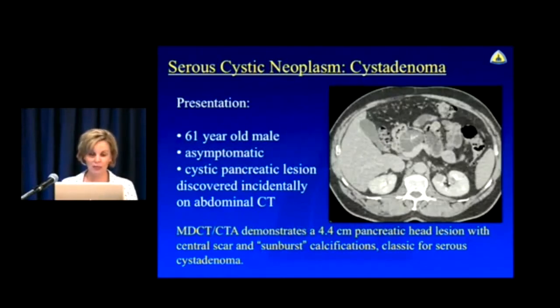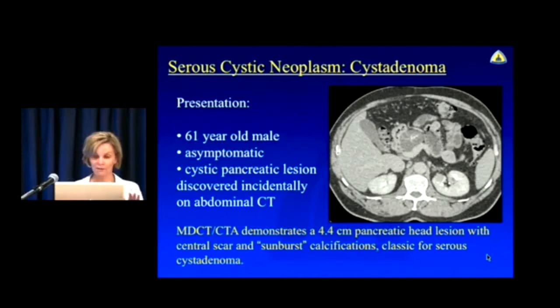Okay, so let's look at some cases. So here's an example. This is a man. Now remember, most of them are in women, but this is a 61-year-old man who is asymptomatic, who has a cystic lesion discovered incidentally when we were imaging him for something else. And there's a perfect CT example of a serous cystadenoma. Okay, multilocular, central kind of scar, and a little dot of calcification in the center. So this is 4.4 centimeters. It was in the head. Again, the central scar, starburst calcification, classic for a serous cystadenoma.